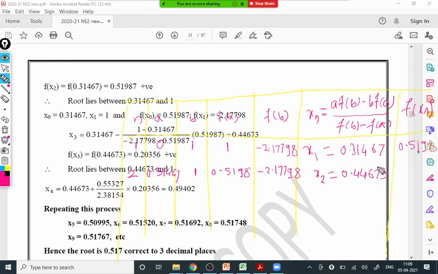Sir, in this question, how many iterations should we do? The question already mentions that you have to do it till the first 3 decimals start repeating. You observe the first 3 decimals here: 0.314 is not even one decimal repeated. So once the 3 decimals come exactly the same, you stop the iteration. You may require 7 to 8 iterations here.